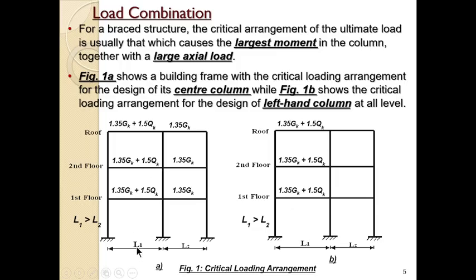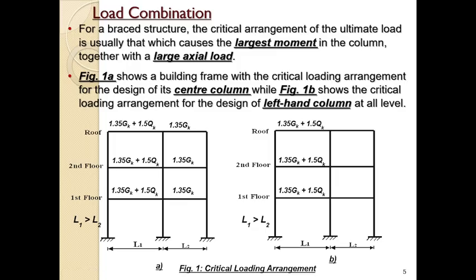Why? Because this span L1 is greater than L2. The span L1 at each level is loaded by the permanent action and variable action, while the other shorter span is loaded by only permanent action. It means the load in this area will be much greater than in this area. So the moment here is going to be a moment turning in this direction. This moment will be much greater than if this other side were loaded with both permanent action and variable action, knowing that the moment on the right hand side counters the moment on the left hand side.